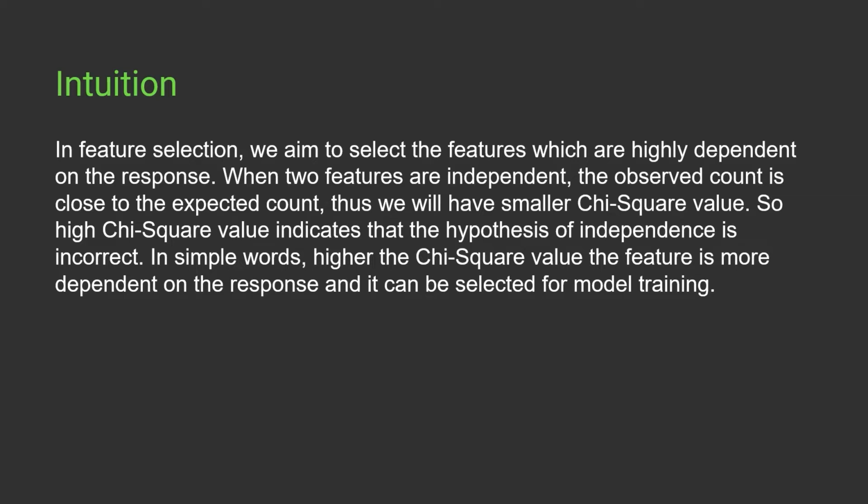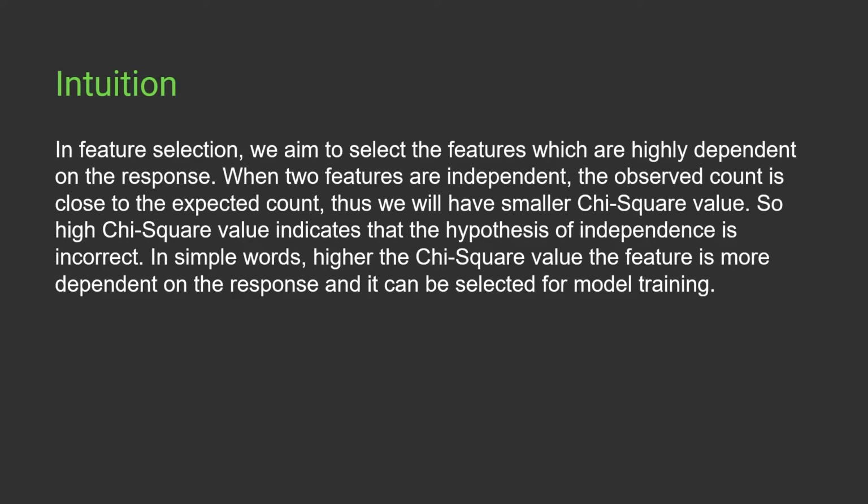Because we'll have a small numerator, and the expected value is as it is. So observed minus expected will be a very small value if both of these values are similar, and they will be very close to each other when the features are independent. So the smaller the value, the more the independence of the features. We want a high value, which states that independence of the two features is not present. That means those particular features are dependent on each other.